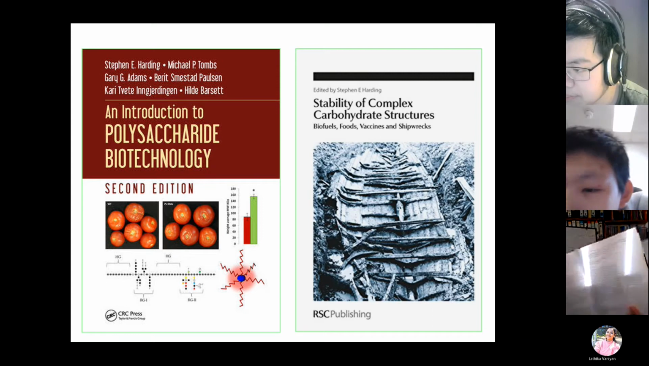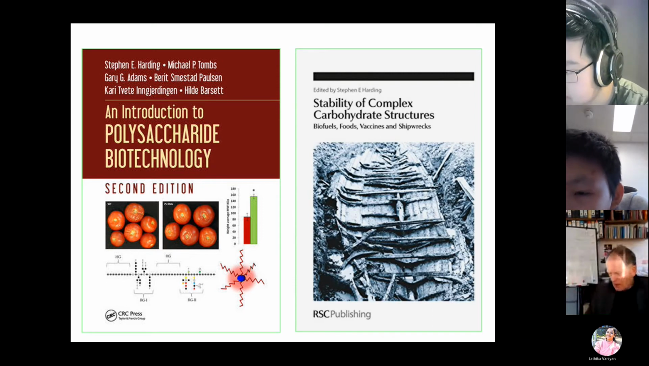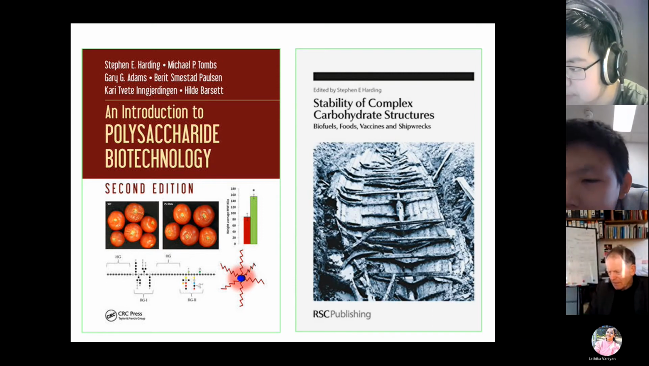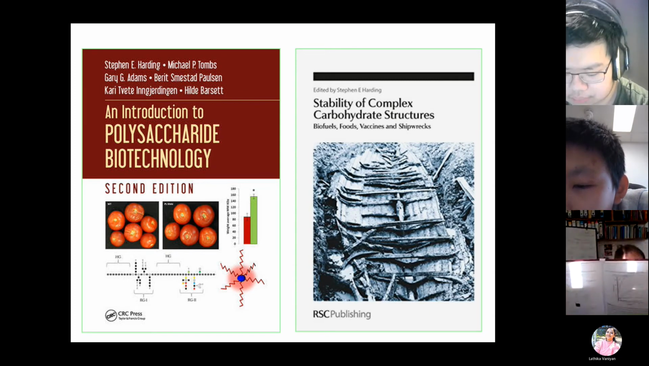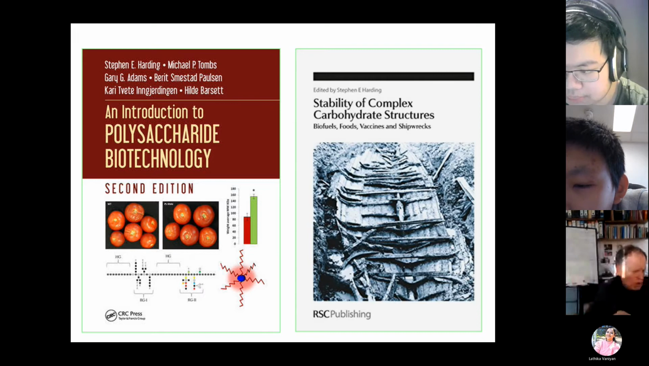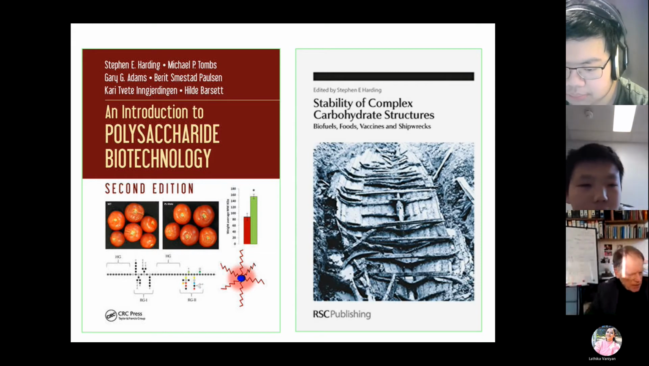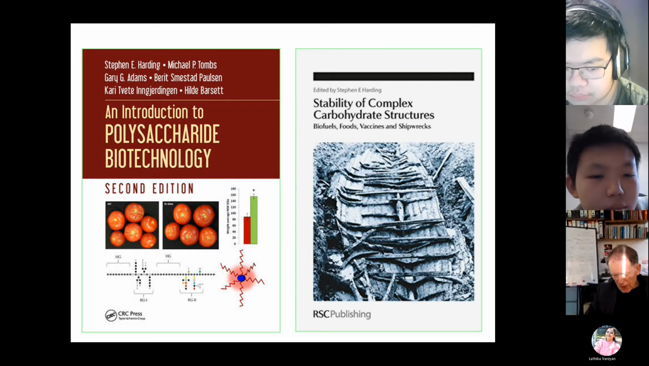There's some nice pictures there. There's also a picture of the use in encapsulation technology. So there's a lot of interest in polysaccharides in biotechnology at the moment, and also in biomedicine. I think I mentioned glyco vaccines.